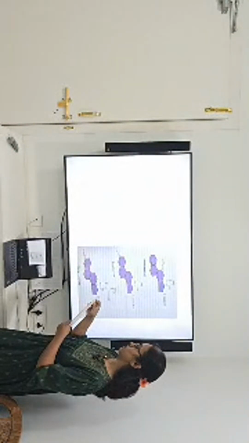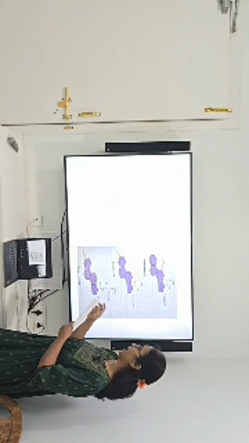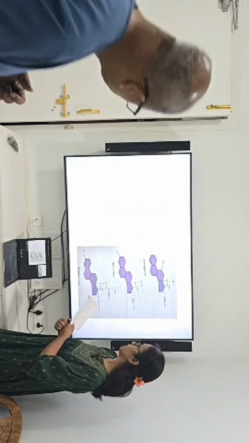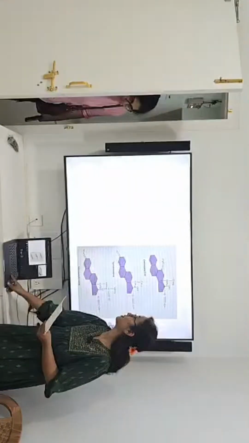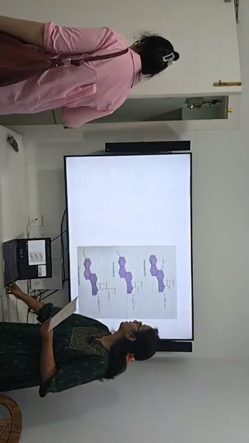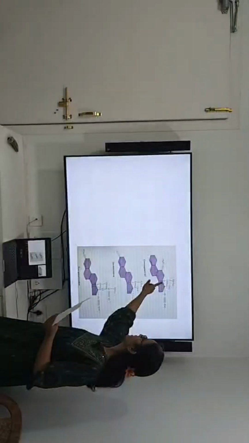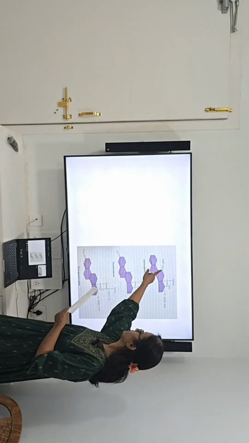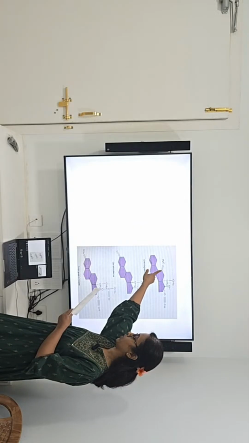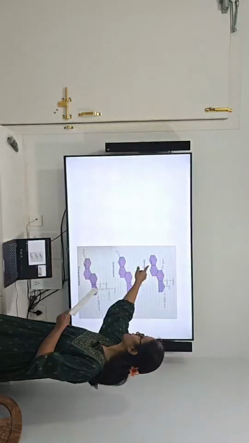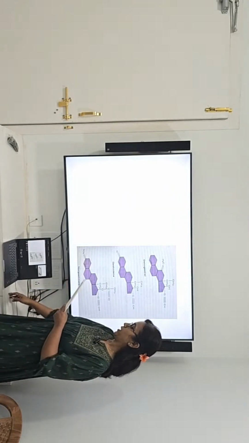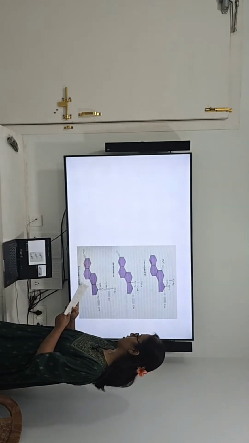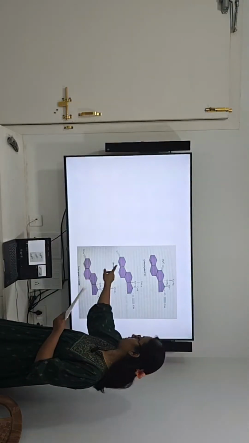Like in desogestrel, there is a methyl group at the 11th, 17th, 18th. So here there is an addition of a methyl group, and there is another addition of a methyl group here. And then there is gestodene. It is the same as LNG, but it has a double bond between the 15th and 16th positions here.